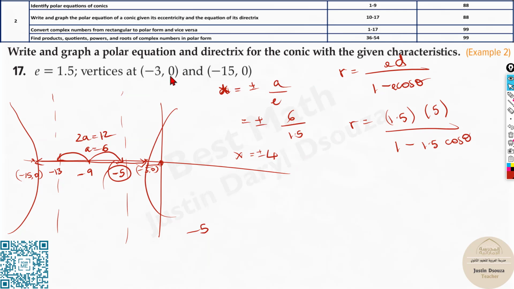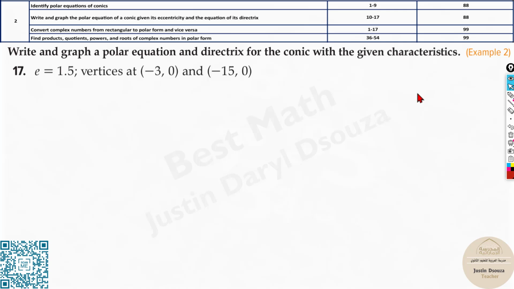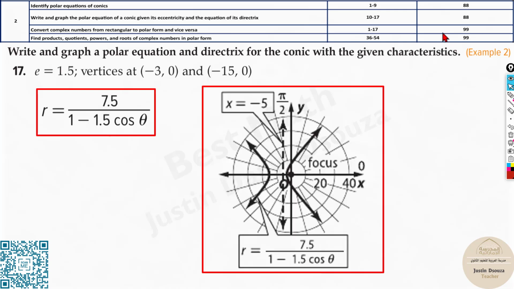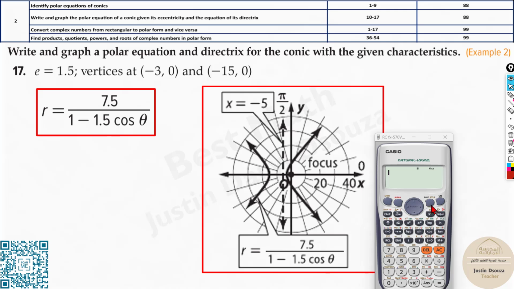Only for hyperbolas, you have to do this extra part. This is the distance from the center, this x distance from the center. You get plus or minus. Take the one which is closer to the focus or the origin. Now let us graph it up. We have done it before. Again, let's do it in the calculator. First thing is mode and then 7 for table. Write the equation out. 7.5 divided by 1 minus 1.5 cosine x.